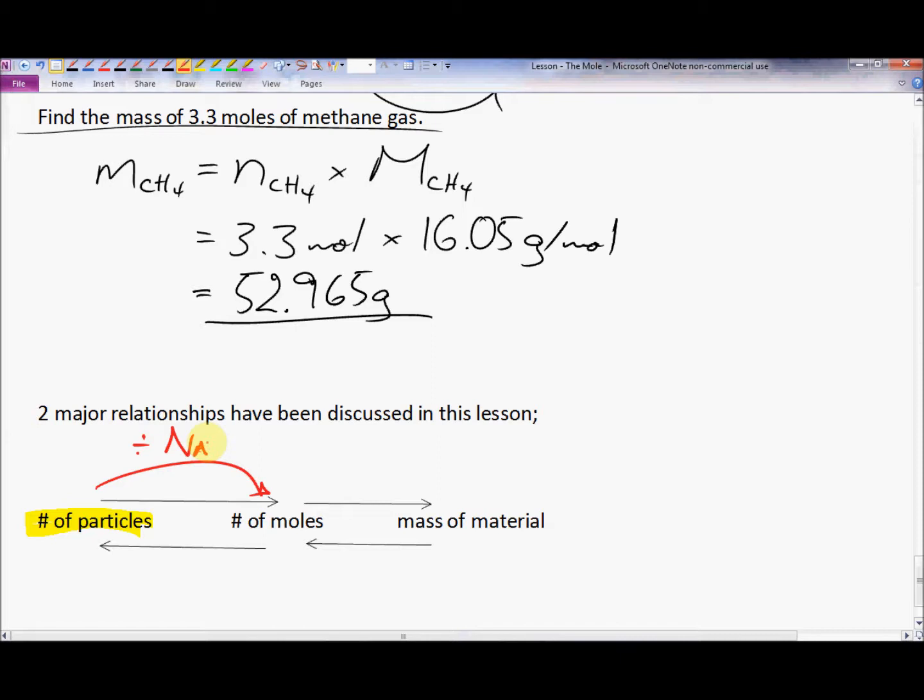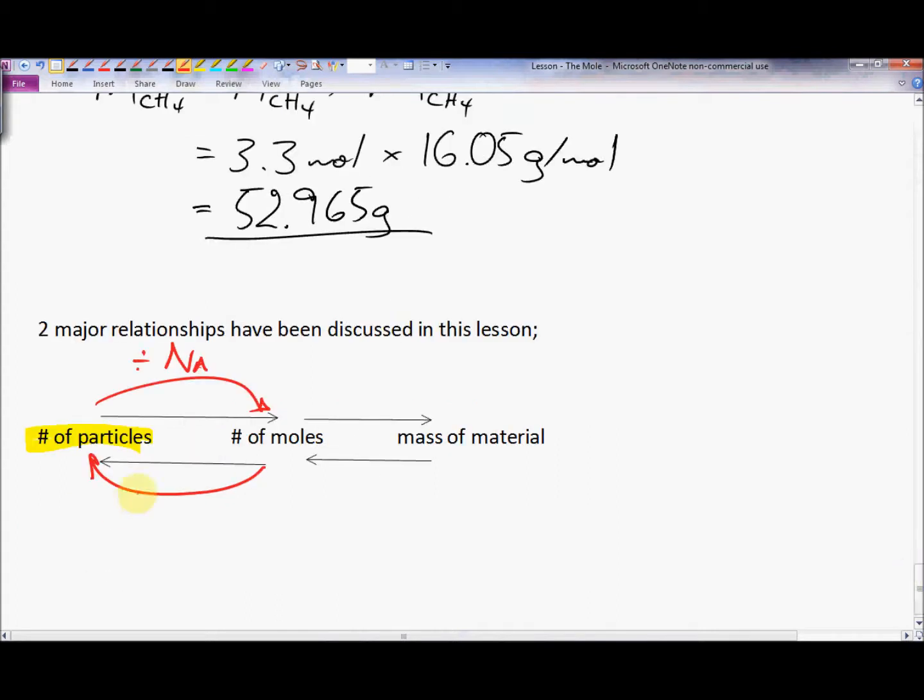If you have a certain number of moles of a material and you want to know the mass of that material, you're simply going to multiply by the molar mass of that material. And if you have the mass of a given material and you want to know how many moles are in that mass, then you're going to divide by the molar mass of that material.